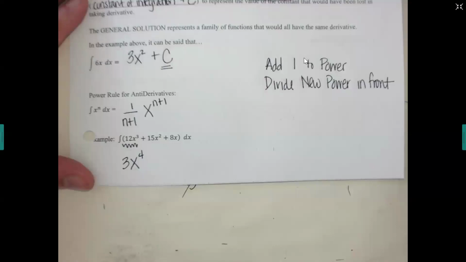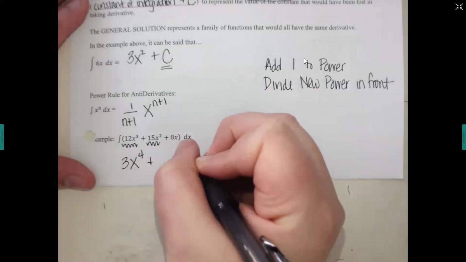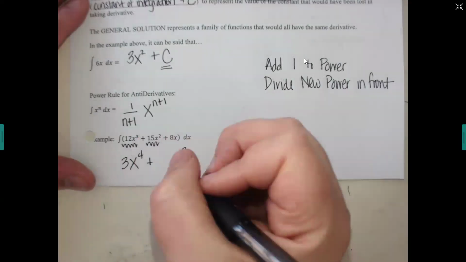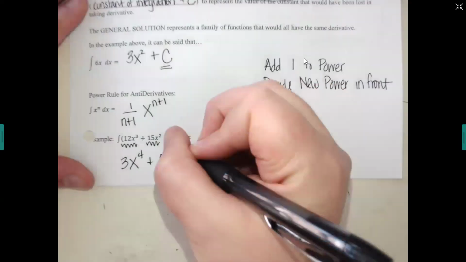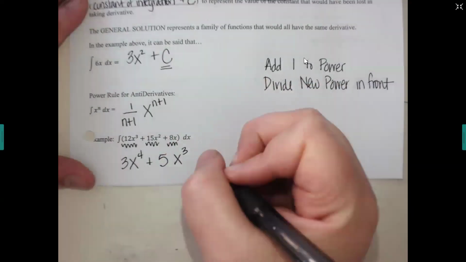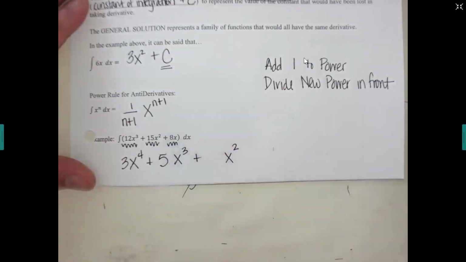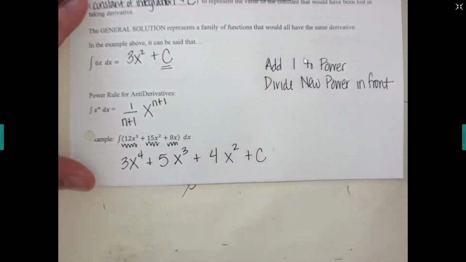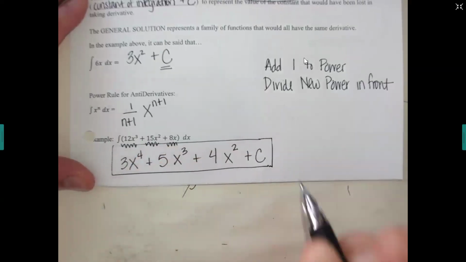3. Next term, I have a 15x squared. I'm going to power the x squared up. What's it going to be now? X to the 3. Then I'm going to divide that 3 into the 15 in the front. Plus 5. Okay, next one is an 8x. When I power my x up, it's going to go to a what? X squared. And then I'm going to take that 2, divide it into the 8. 8 divided by 2 is a 4. Don't forget, plus c.